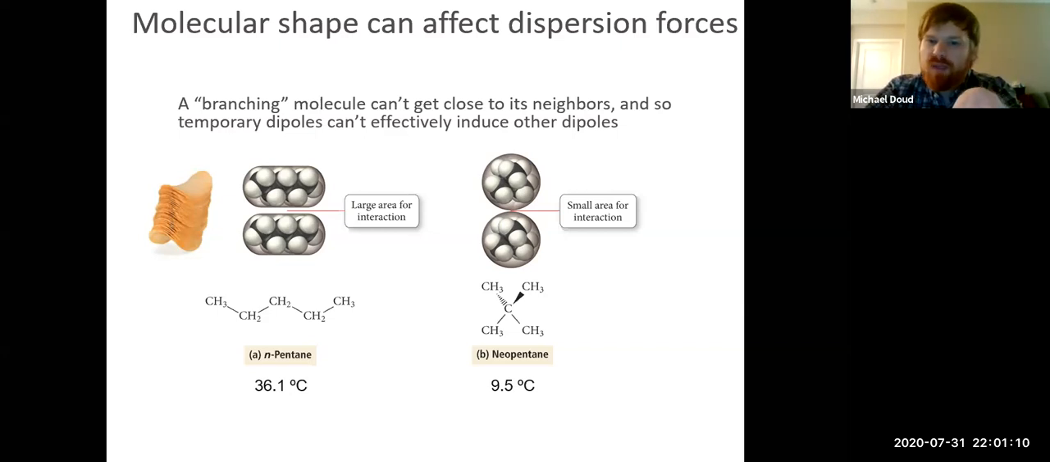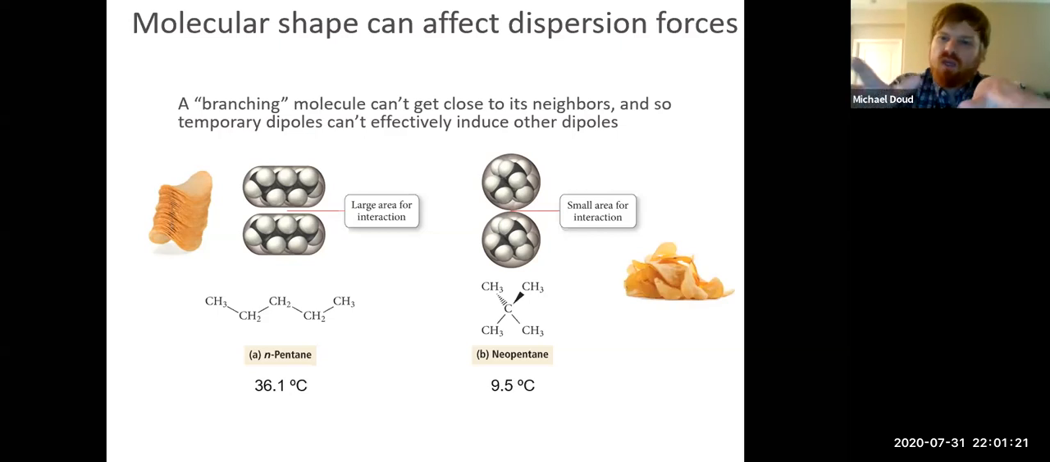On the other hand, neopentane molecules don't stack up well against one another. They have a very small surface of interaction. That's more like a normal potato chip, like what you get from a bag of potato chips. They're all different shapes, so they're interacting very weakly. And because of that, there are fewer dispersion forces holding those molecules together.